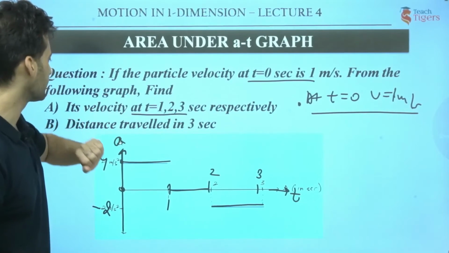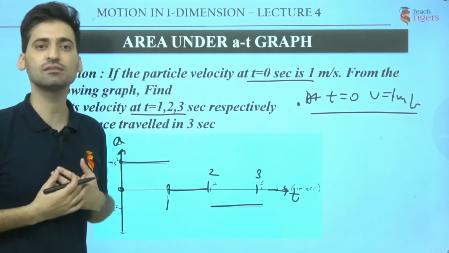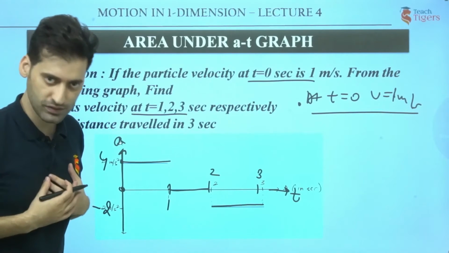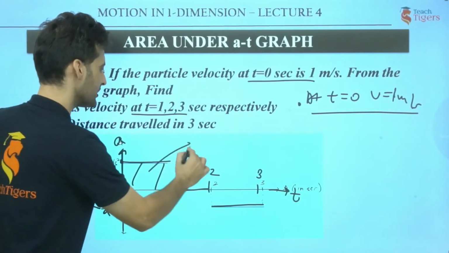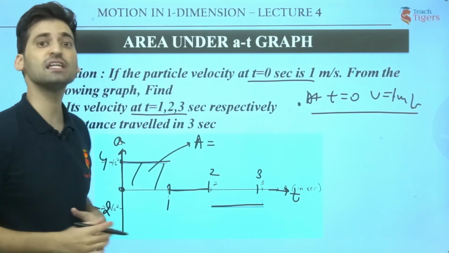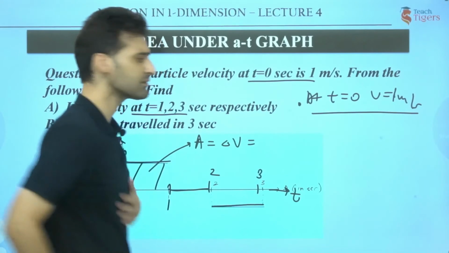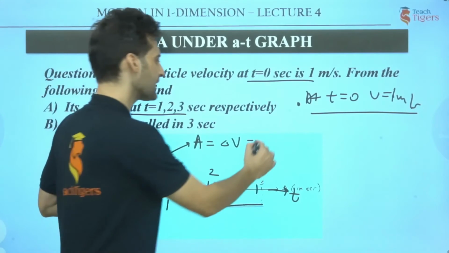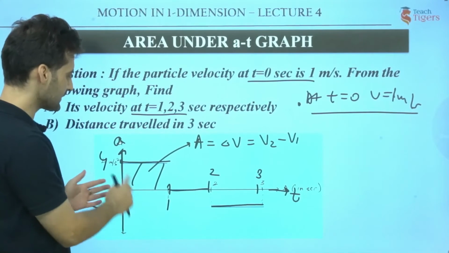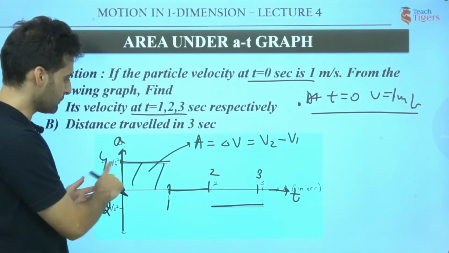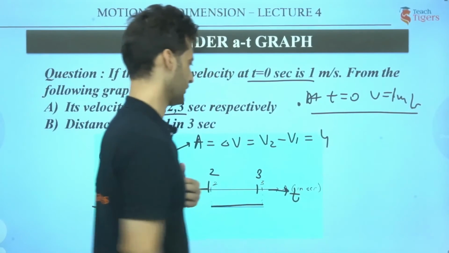Let's first of all do this point: आपको 1 second यहाँ पे, 2 second और 3 second पे velocity बताना है. You have to tell the velocity. Now try to understand. हमने क्या पढ़ा है कि ये जो area है, this area gives you change in velocity. Change in velocity means delta v, and we write it like this: v2 minus v1. Can we calculate this area? Very easy, it's a rectangle only. It's 4 into 1, how much is it? 4. So I will write 4 over here.